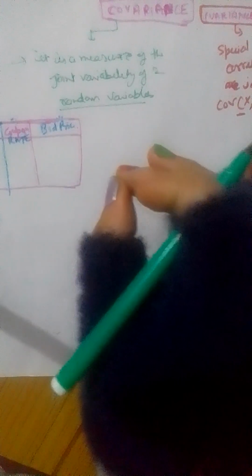Now I'm going to teach you some more facts about the covariance. Covariance is a measure of the joint variability of two random variables. Or we can say, if coupon rate is high, bid price would be low. Here what happens is, if coupon rate is high, bid price is low.